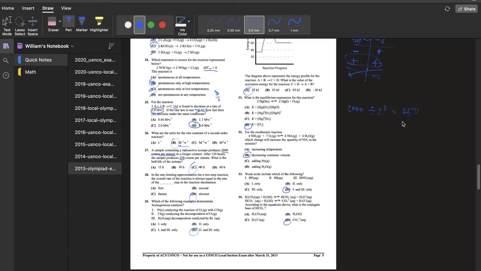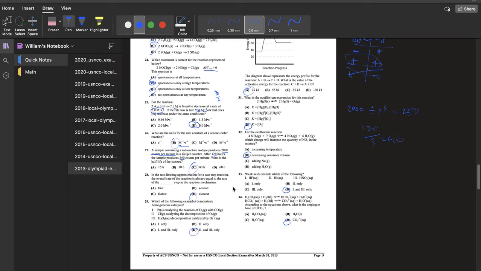So you went through 3 half-lives after 120 hours, and radioactive decay is first order, meaning that your half-life isn't going to change over time. It's going to be constant, and basically you just do 120 over 3 equals 40.